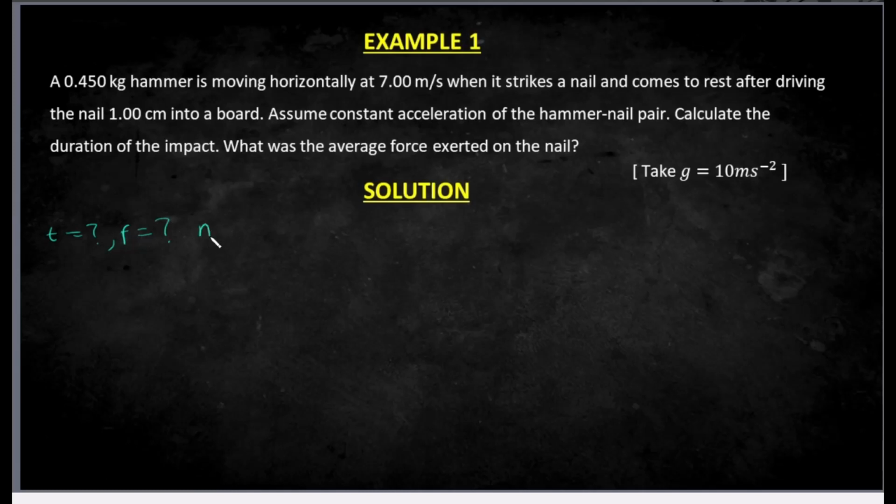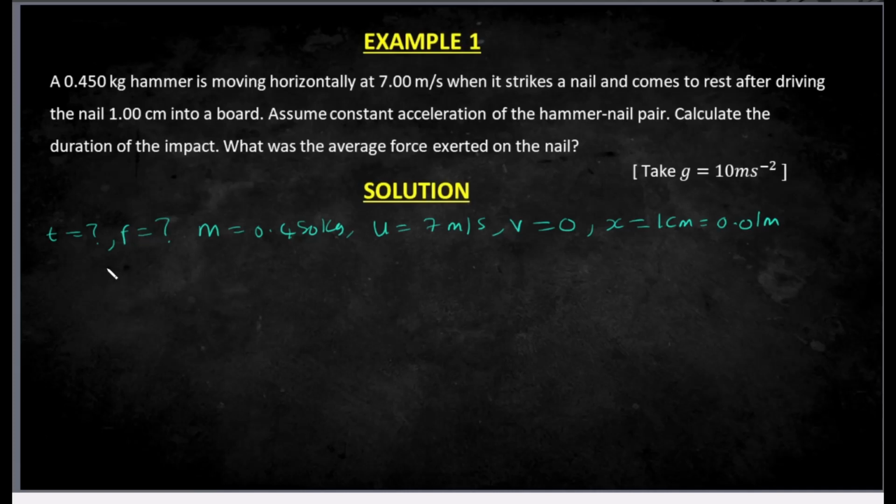So from the data given, we are given the mass to be 0.450 kg and the horizontal velocity, which is the initial velocity, which is 7 meters per second. When it strikes a nail and comes to rest, the final velocity will be 0. After driving a distance of 1 centimeter. Because it comes to rest, that's why the final velocity is 0. 1 centimeter, when you convert it to meter by dividing by 100, you have 0.01 meter. So now we need to calculate time and force.